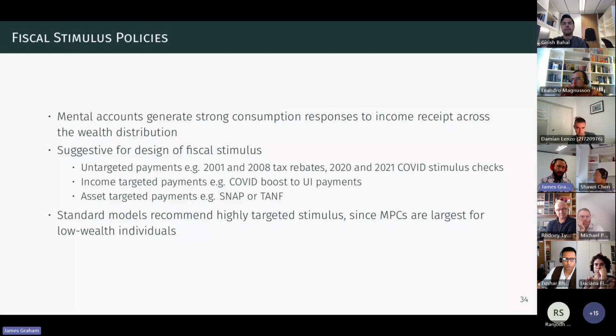I couldn't find an example of this as a stimulus policy, but for sure things like food stamps and assistance for needy families do have asset tests as part of them. So at least some government policies have this form of asset testing, and we could target things that way. We might think this is useful because a lot of this is about liquid assets, and so targeting by assets could be a useful way of getting at the high MPC consumers.